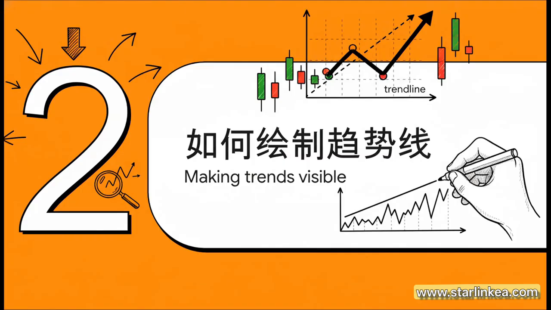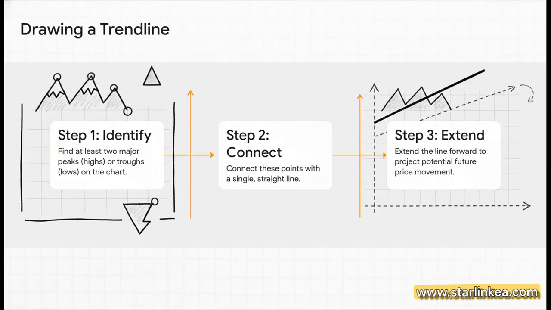So we know what a trend is, but how do we actually see it on the chart? Well, that's where trend lines come in. We're going to learn how to draw them and turn all that messy data into a simple, clear, visual guide. Drawing a basic trend line is actually a pretty simple three-step process. First up, you just need to find at least two major high points. We call those peaks, or two major low points, called troughs. Step two, you connect those dots with a straight line. Easy enough. And finally, you stretch that line out into the future. And that extended line becomes your potential roadmap for where the price might go.